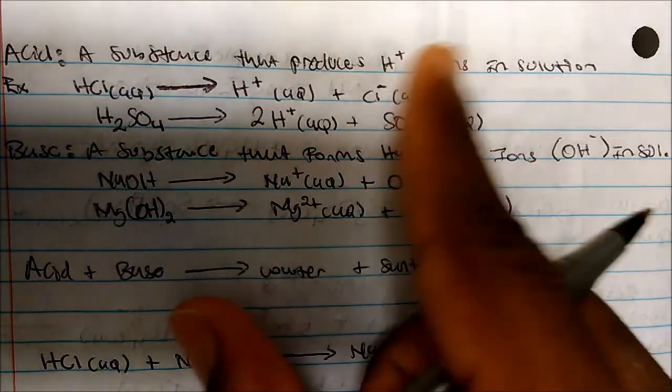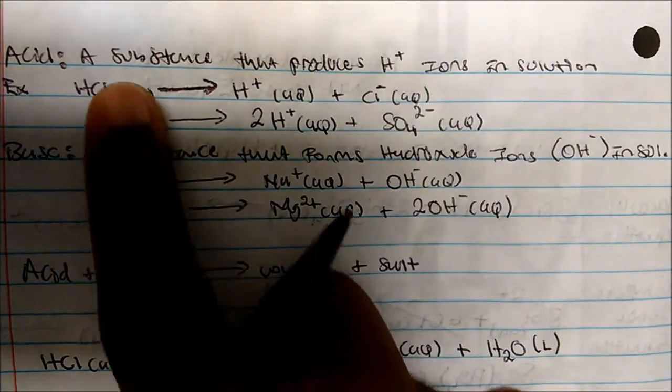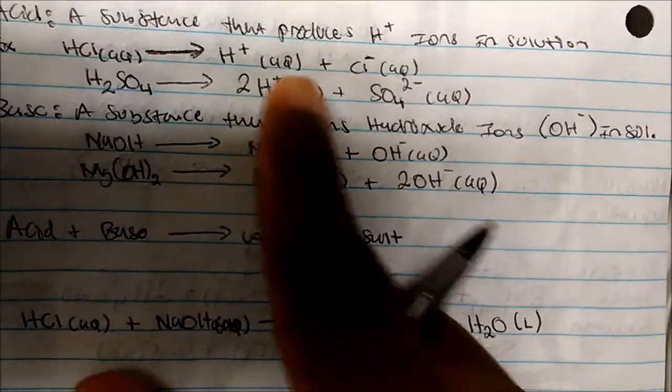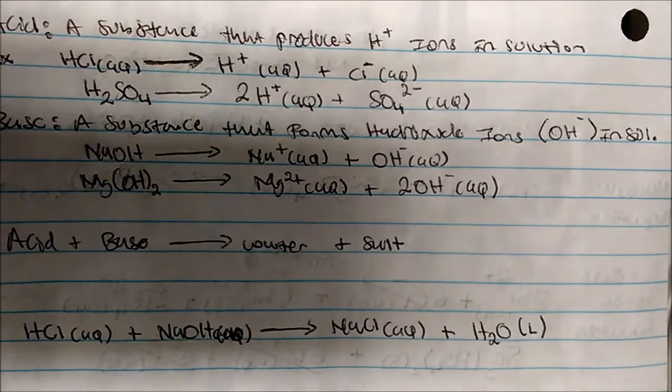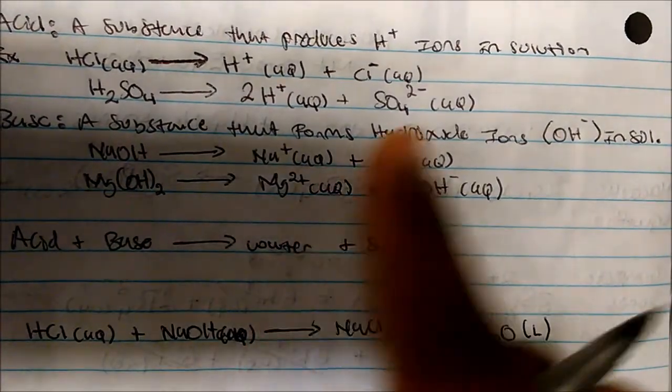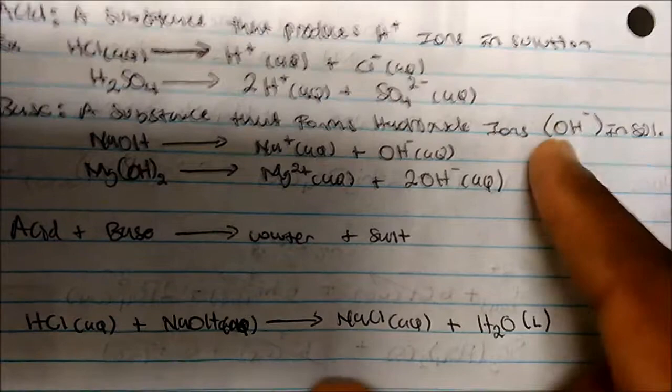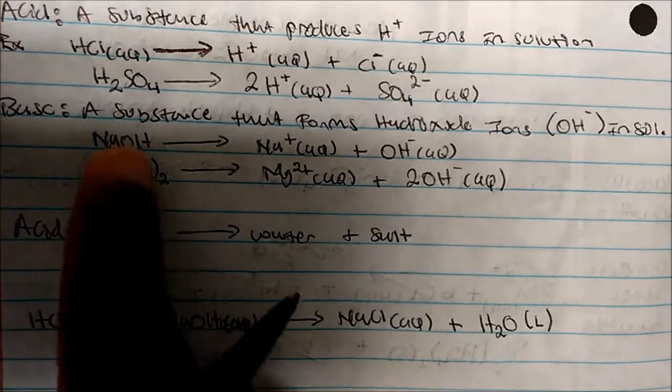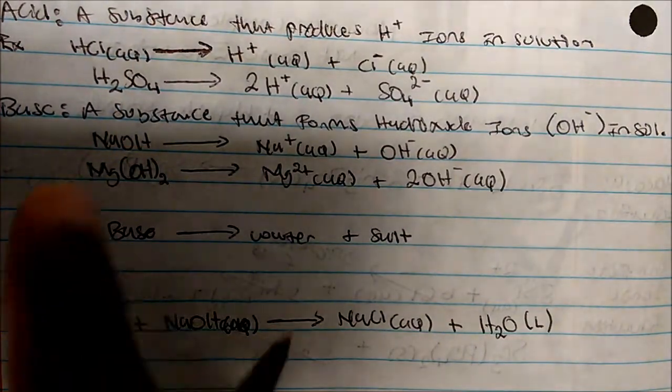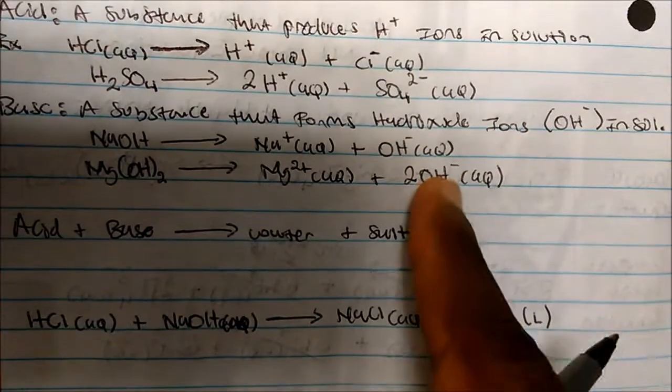We know an acid is a substance that produces H plus in solution. So hydrochloric acid, sulfuric acid, we get H plus in solution. Now a base is the opposite. We get OH minus in solution. So sodium hydroxide, magnesium hydroxide, calcium hydroxide, those are all bases. With this OH here, I'm going to get my OH minus here.